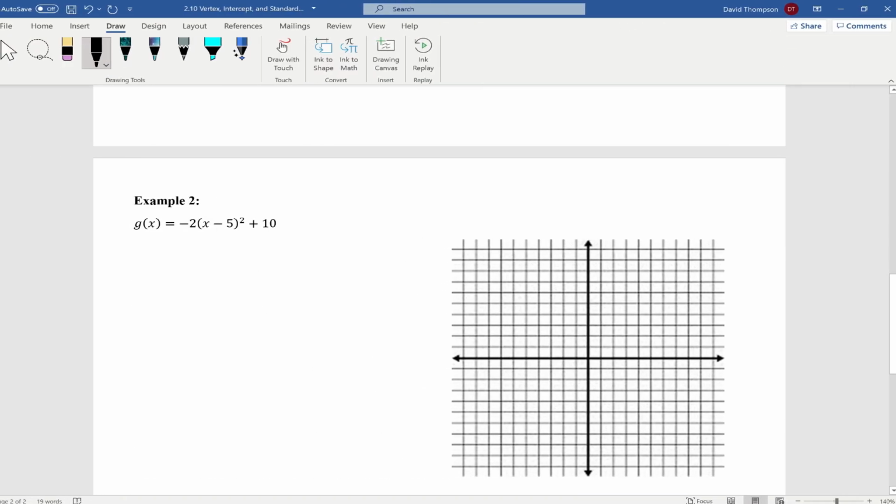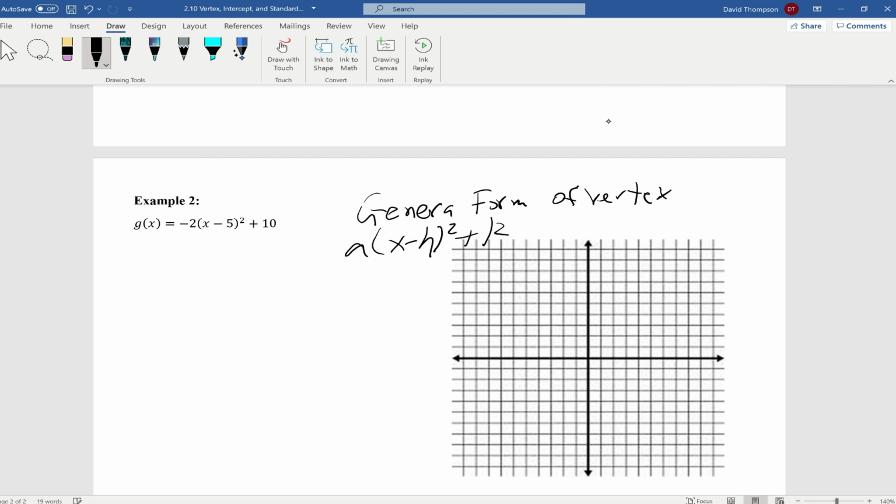Example 2. We're given the polynomial -2 parentheses x minus 5 to the second power plus 10. So we'll talk a little bit more about this general form of vertex form. So the general form of vertex form is written in the form a parentheses x minus h squared plus k.